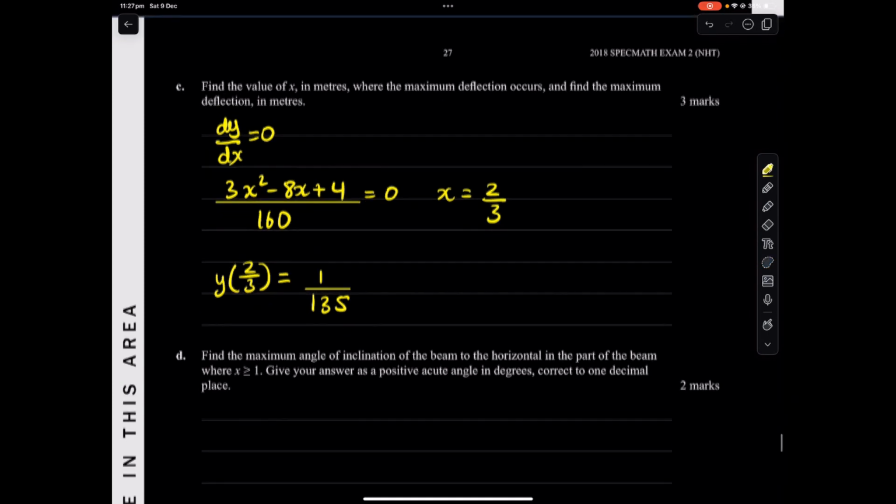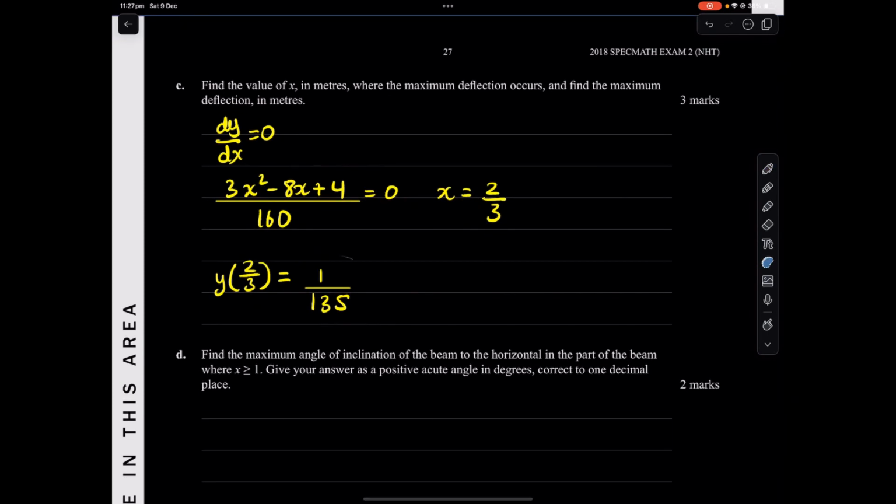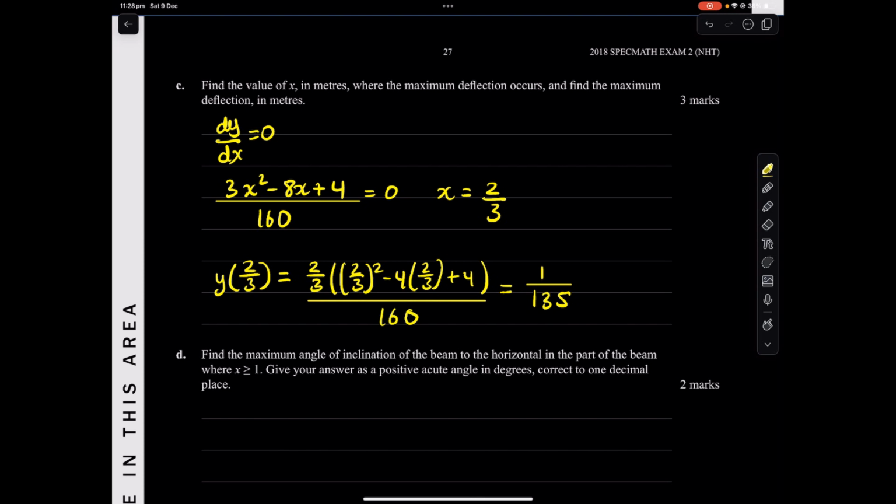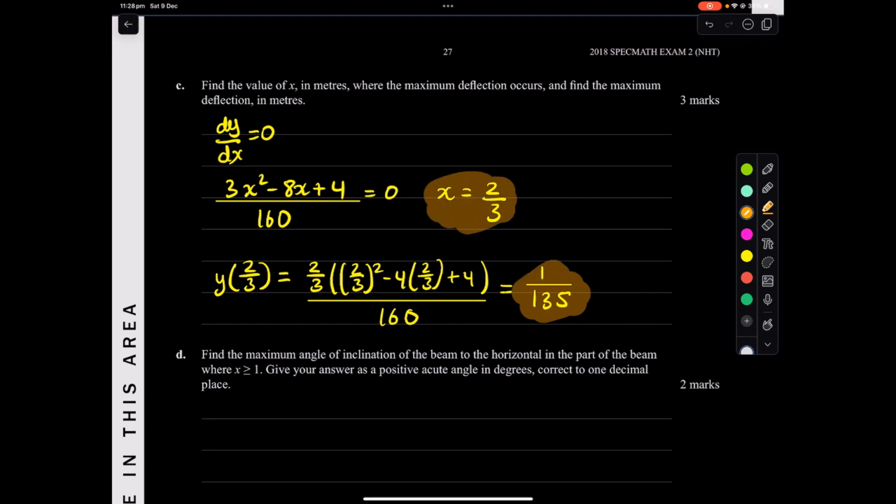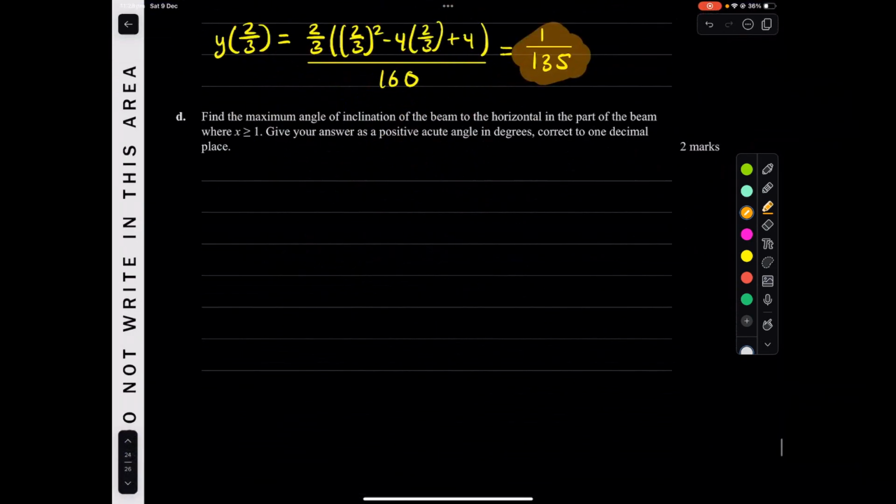And then what we did is we subbed in y of 2 over 3, which is, we're saying that 2 over 3 squared minus 4 times 2 over 3 plus 4, all divided by 160. And that gives us 1 over 35. So the maximum deflection occurs over here. Nice and easy. Because we just do want to show some working out. It is 3 marks, so yeah.